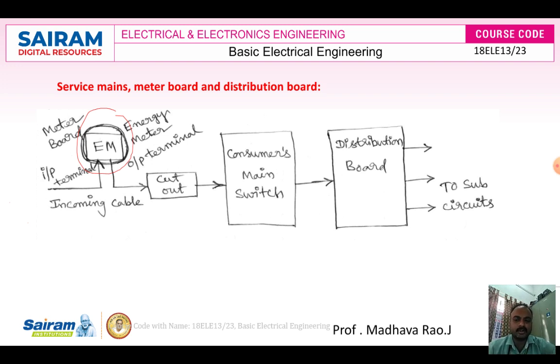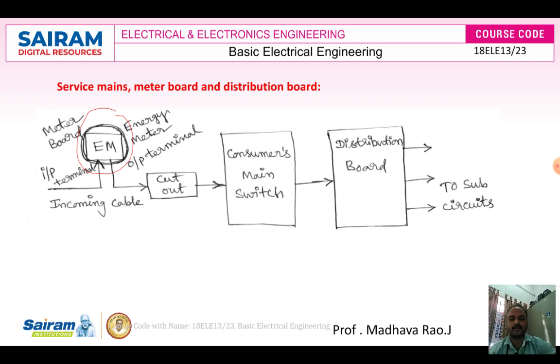So that is the use of cutout, which carries two purposes. One is whenever the consumer draws more current, it will automatically break the supply. And whenever the consumer fails to pay the bill, the cutout will be removed by the electric board authority people.